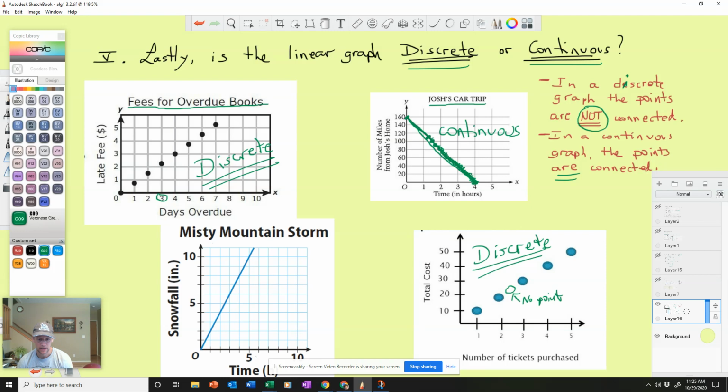All right, one last one. This here is time, and this here is snow. Can you have 2.5 hours? Sure. Can you have 1.25 inches? Sure. That means that there are an infinite number of points in here, and so they are all connected, and this is continuous. So the question is, can you have 1.5 of them? If you can't have 1.5 of them, it's discrete. You don't connect. If you can have 1.5, you can connect. Okay? All right. That's it for this one.